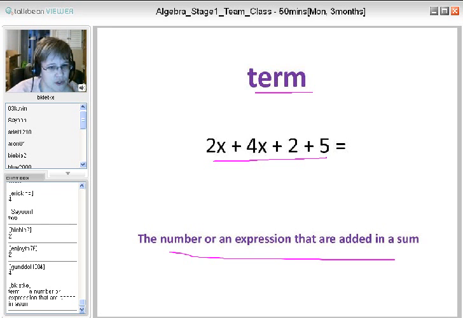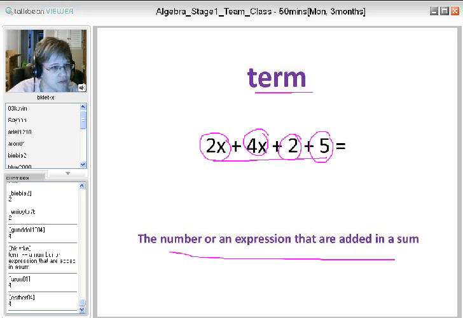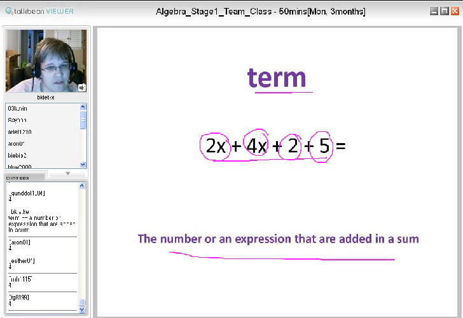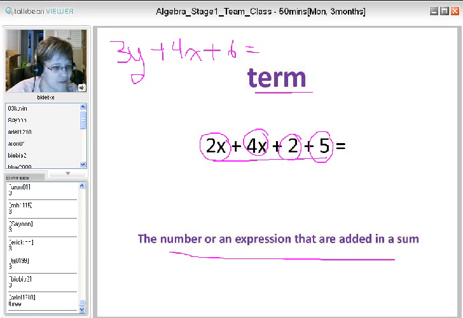Right, there's 4. That's right. So 1, 2, 3, 4. Okay, what about if I have something like this? How many terms do I have? Right, very good. There's 3 terms. Okay, great.